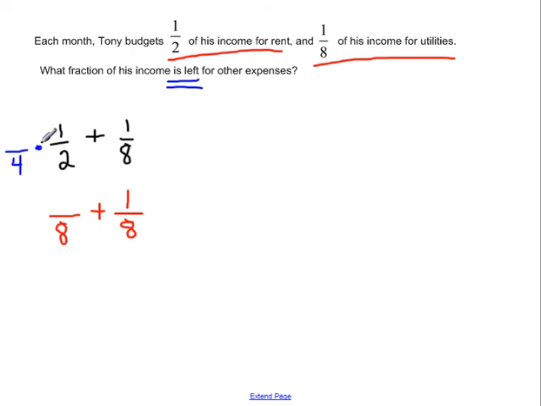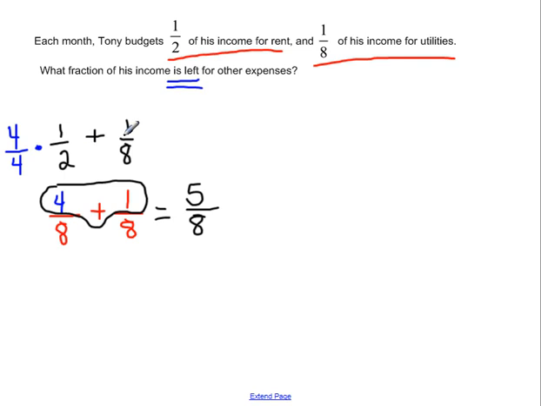2 is going to have to get multiplied by 4 to give me 8. So if the denominator gets multiplied by 4, so does the numerator, and 4 times 1 is 4. Now that we've got the same denominator, we can do the addition. The denominator stays the same, and when I add the numerators, 4 plus 1, that gives me 5 for my new numerator. So 5/8. What is that 5/8?